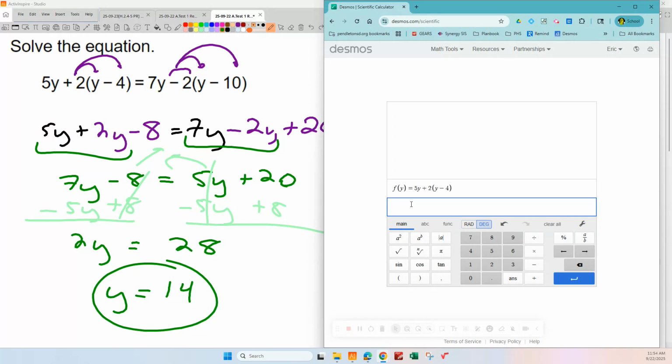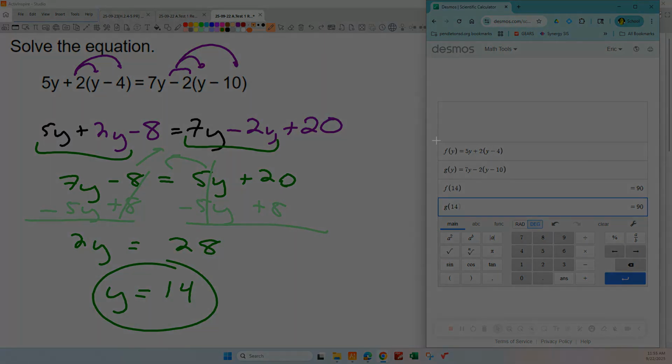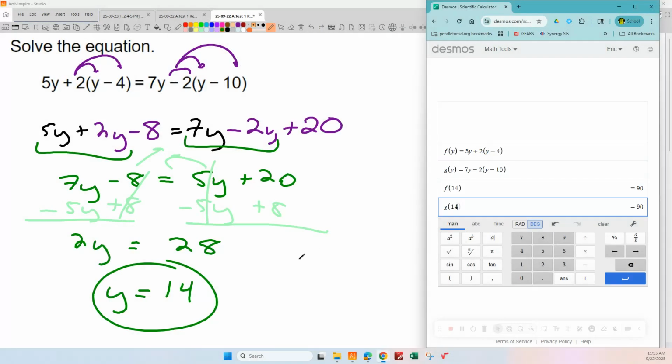What about the right side? g of y. Good. g of y equals whatever's on the right side. So that's 7y minus 2 times the quantity, so just open up a set of parentheses, y minus 10. Okay, now how do I use this to check the solution? Okay, I'm going to plug the 14 in for y, so f of 14 gives me 90, and g of 14 gives me 90. So what does that mean? We got it right. Before we even plug it in, we know that we have the right answer, which is a good thing.